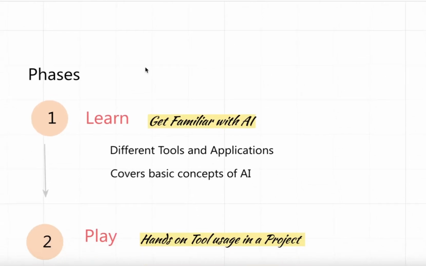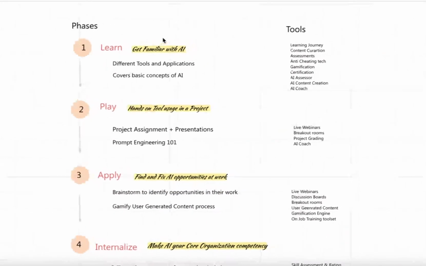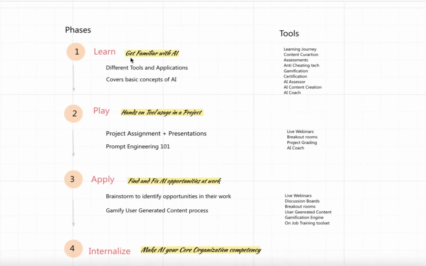The intervention design is of four phases. Phase one is learn, which is basically to get the employees familiar with concepts of AI. So this part covers basic concepts and different tools and applications. It is to be treated as an asynchronous learning journey that will use different modalities of learning.